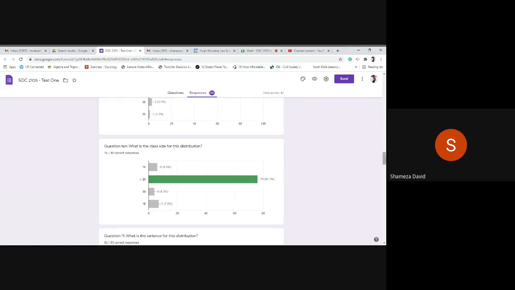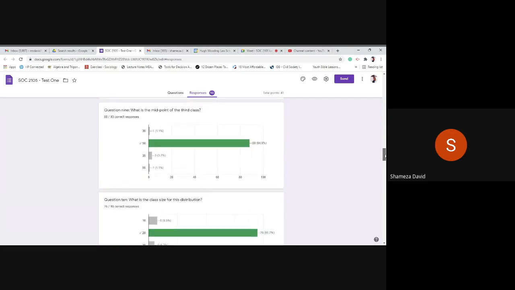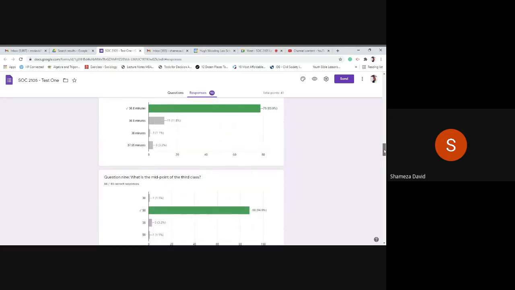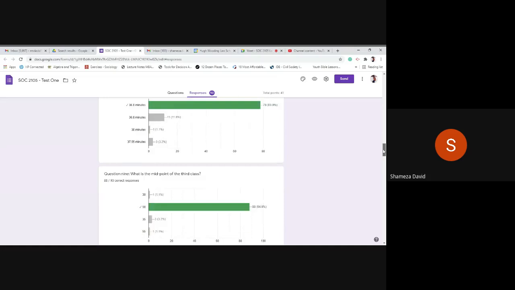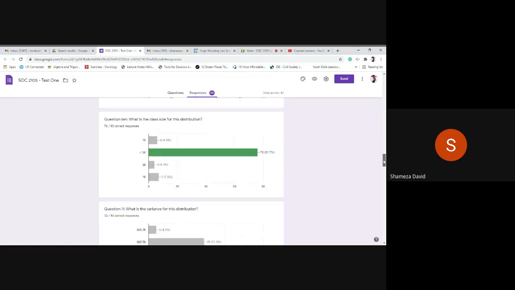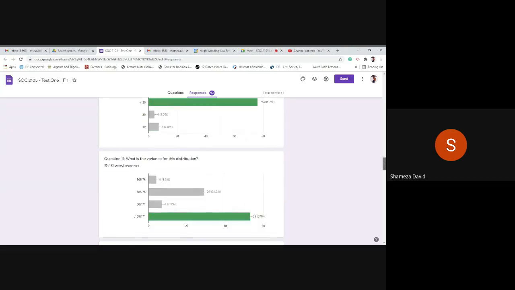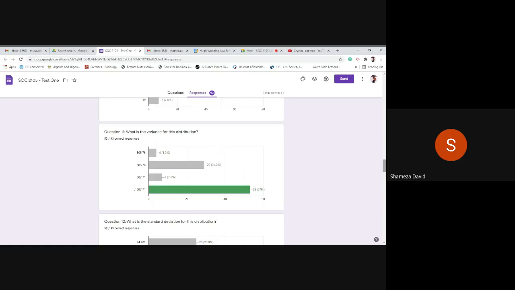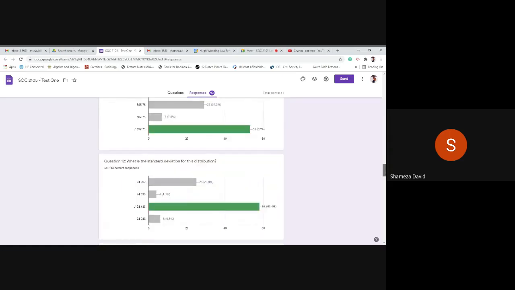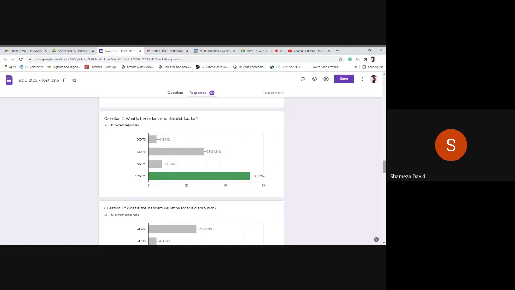Fewer persons got this correct than the midpoint for the third class and the mean for the distribution, which I found very odd. So the class size was 20, and a number of persons missed some easy marks here by not selecting that option. And then you were asked to find the variance and the standard deviation for that distribution.